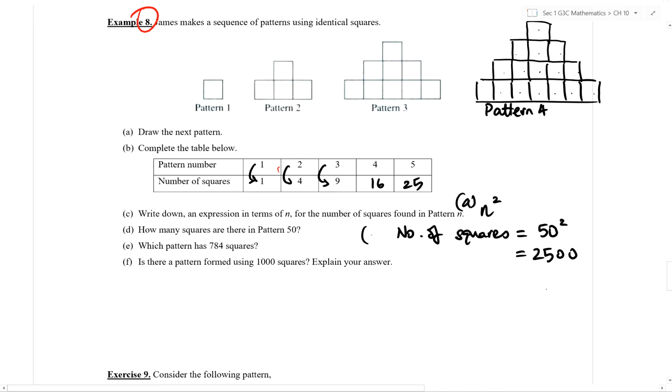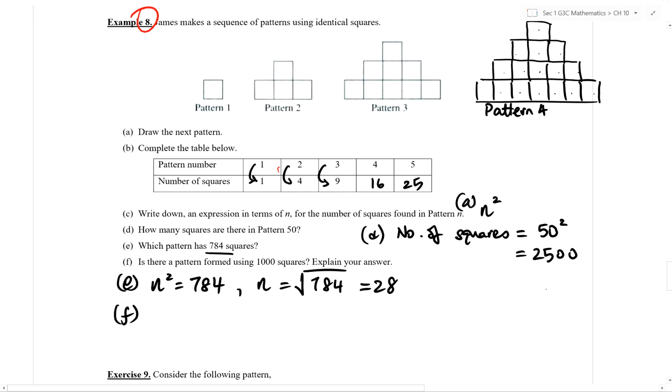This is part D. And next one, part E, which pattern has 784 squares. So we let n squared be 784. n must be the square root of 784. We know that there will be a positive and negative value, but pattern numbers cannot be negative. So we're going to reject that, leaving us with only the positive value. So here, this will result in n equals 28.